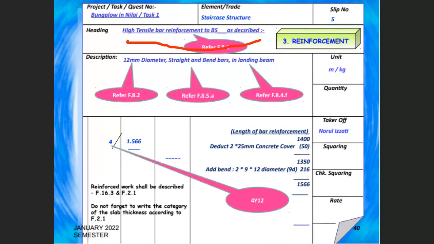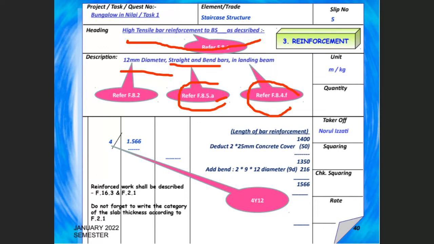Then under the type for kind and quality, you normally are given the coding. BS is referring to British Standard. Let's say you did not remember, you can write down BS and underline. Then later you can refer to what will be the coding for this bar reinforcement. Okay, look at the rule here, 12 mm diameter, under F.8.2, F.8.5, straight and bend bars. This is under the category for A. You can see B and C is different. Then the last one, location: F.8.4, F is under staircase and associated landing.